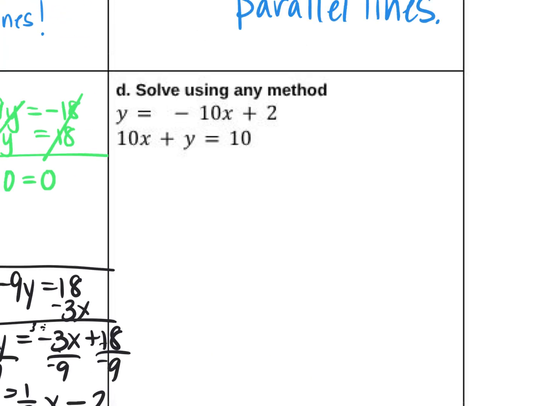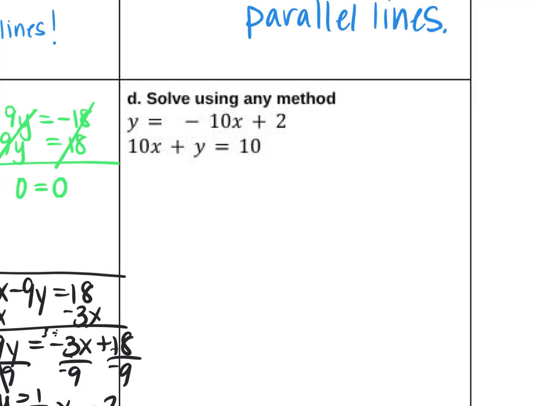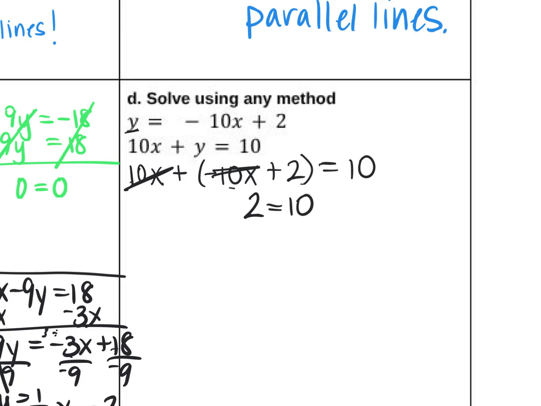Crazy. Okay, let's solve this one. This one says solve using any method. I'm going to use substitution because it's already set up for me. I'm going to take the equation where x and y are on the same side, and replace y with -10x plus 2. My 10x's are going to cancel, and I'm left with 2 equals 10. So that means we have no solution, and they are parallel.